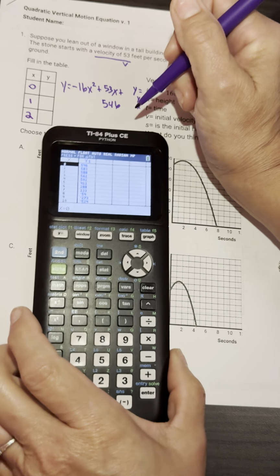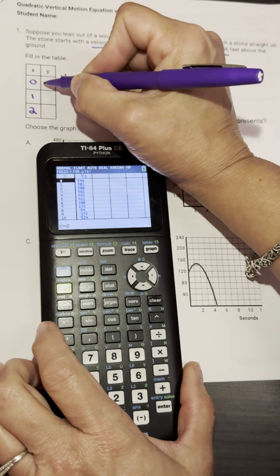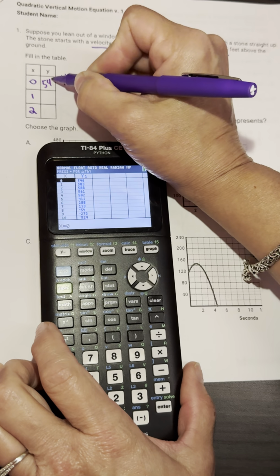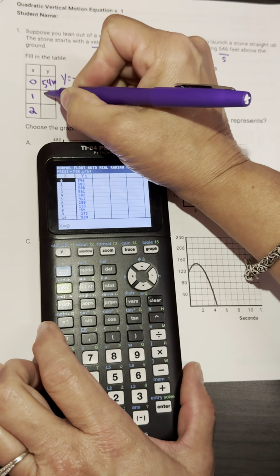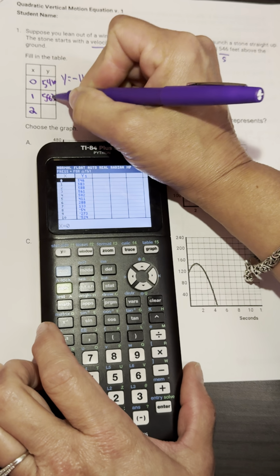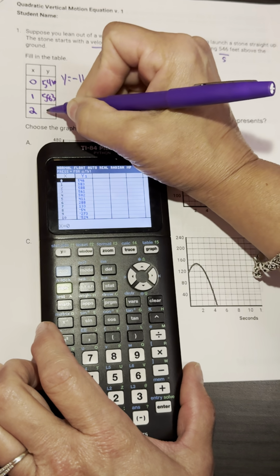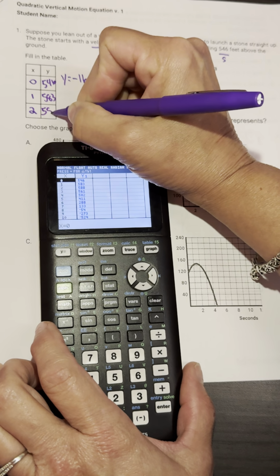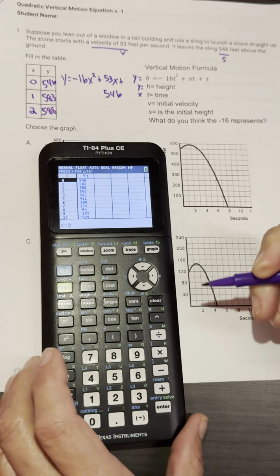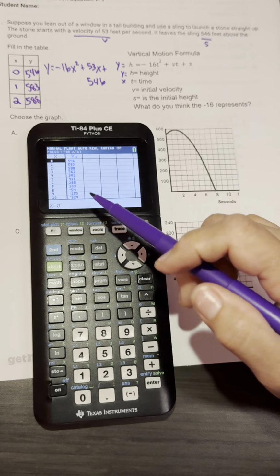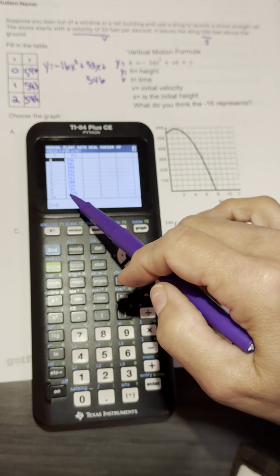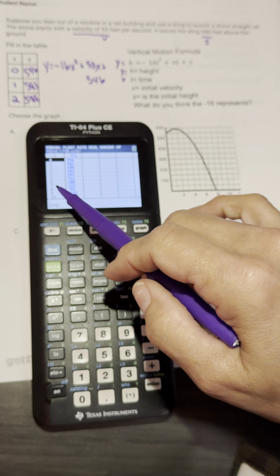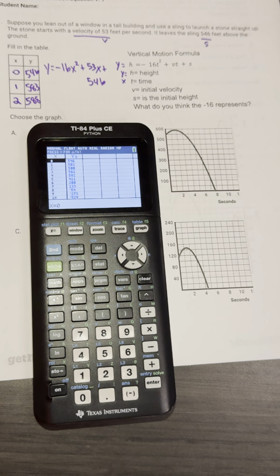So at 0, we have 546. At 1, 583. And at 2, 588. And also one other thing you want to get from your table: when does it hit the ground, around? So it's going to hit the ground between 7 and what? 7 and 8.